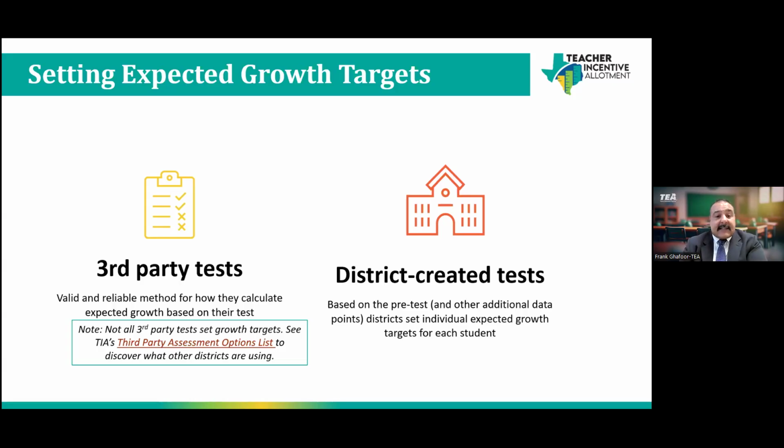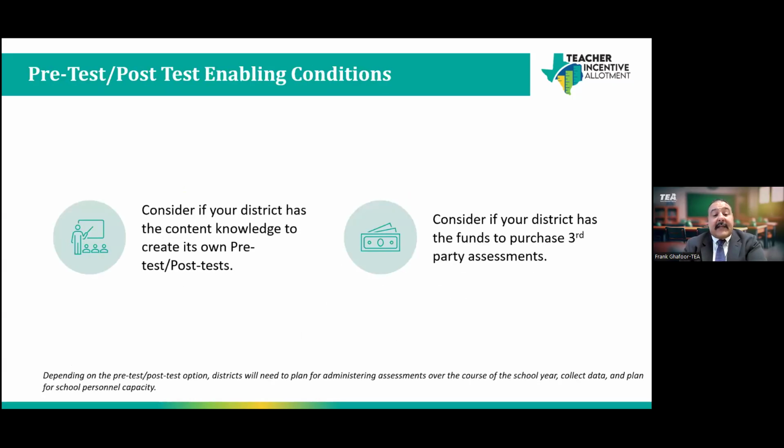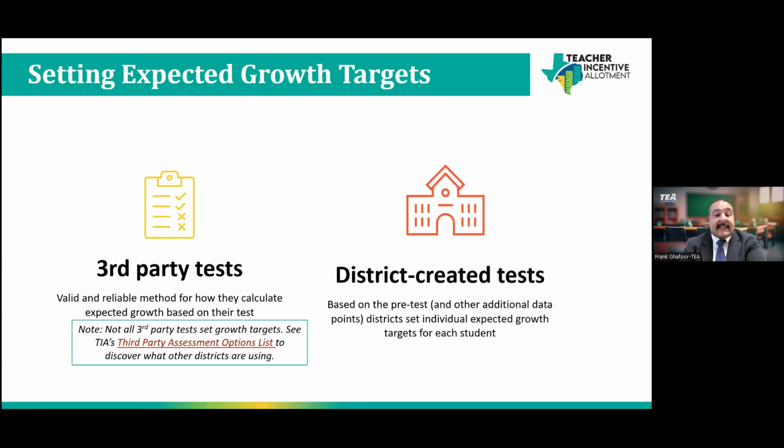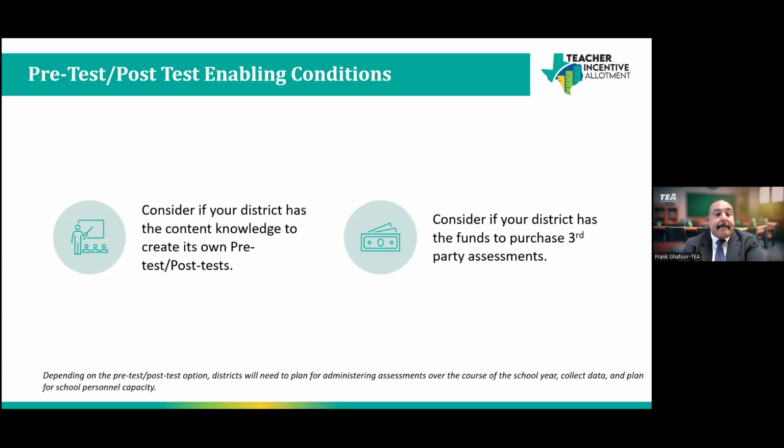This list is something that we go through twice a year to ensure that the vendors meet statutory compliance. Now, it's still up to the district to determine if this is a valid and reliable assessment for them and their context. What we do is we see if they meet those statutory requirements. Can it be used to set growth? Does it cover the course standards? And it really is up to the districts to make local decisions after that.